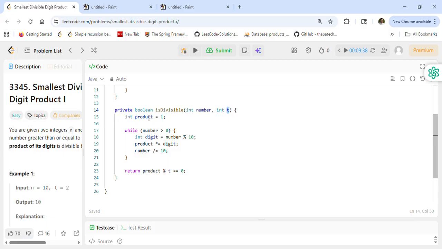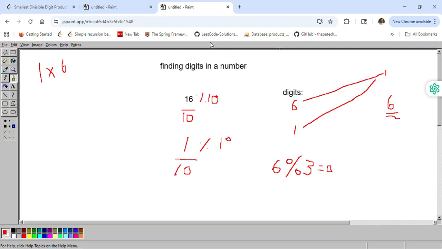Product is 1 in the beginning, while the number is greater than 0, you calculate the number mod 10 and you will get that digit. You multiply the product by the digit, so product is equal to product multiplied by digit, and the number you divide by 10. Exactly what we did here, we divided by 10.